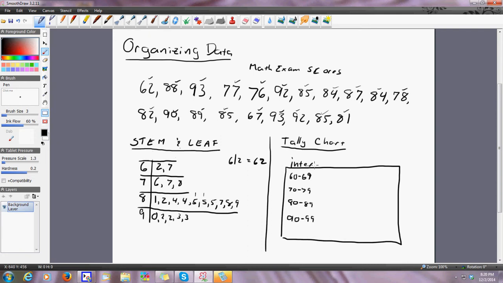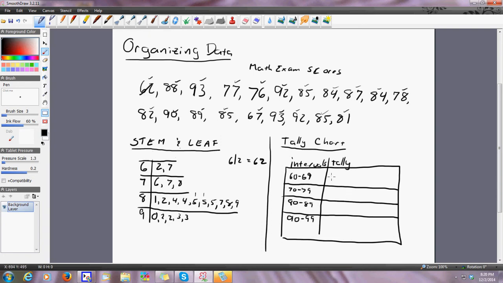The key with this is your intervals have to be evenly spaced, and they usually represent something. In this case, 60 to 69 is the F to D range, this is my C range, C minus to C plus. This is my B minus to B plus. This is my A minus to A plus.